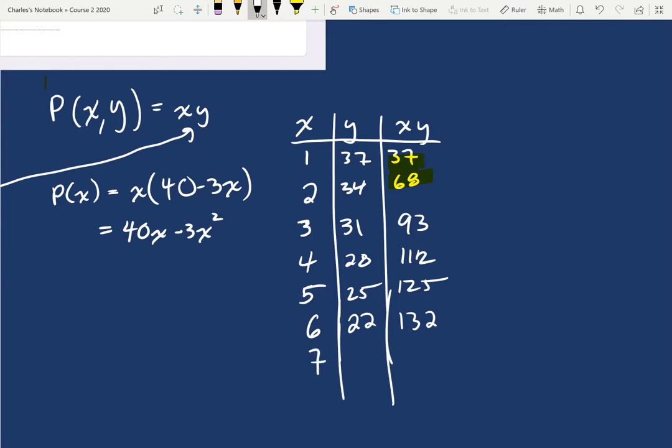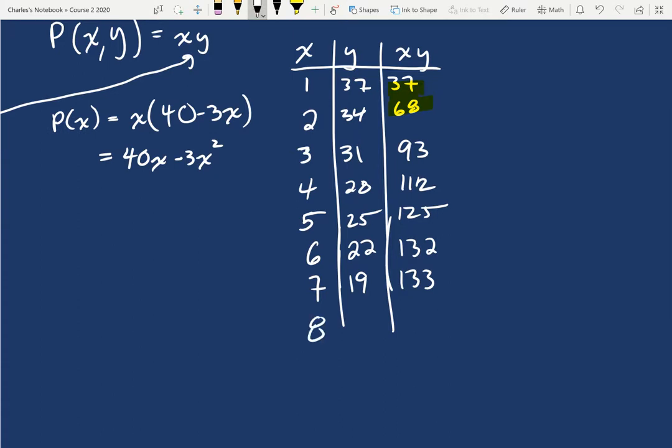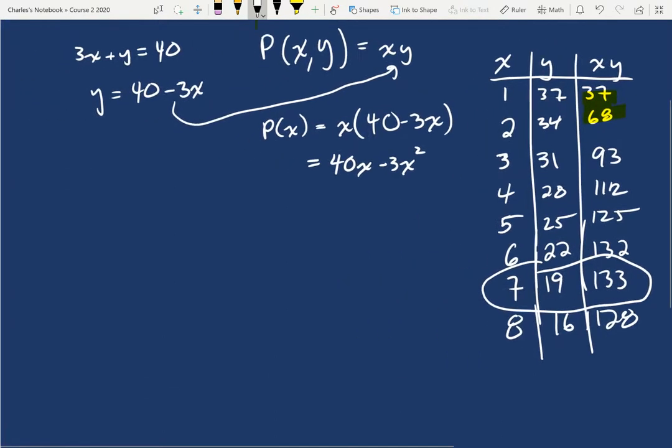If x is 7, 7 times 3 is 21. 21 plus 19 is equal to 40. 7 times 19, 7 times 20 is 140. So if I subtract 7 from that, I get 133. 8 times 3 is 24. 24 plus 16 is equal to 40. 8 times 16 is 128. So there, I've solved it. And now this would be x is equal to 7 and y is equal to 19 is the solution that I'm going to go with.